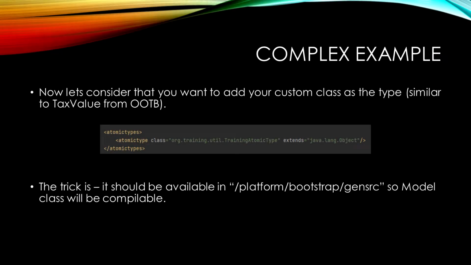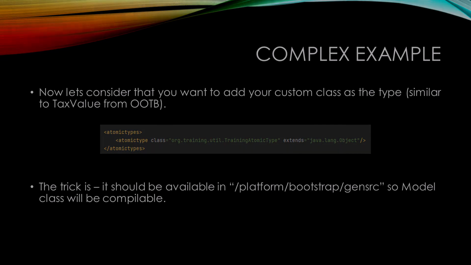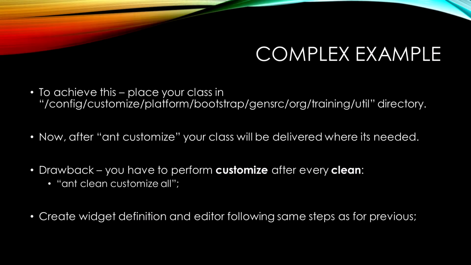More complex example would be adding custom class as the atomic type. To make your project compilable, you will need to make your class available in the platform. This can be achieved with the ant customize target, but there is a drawback.